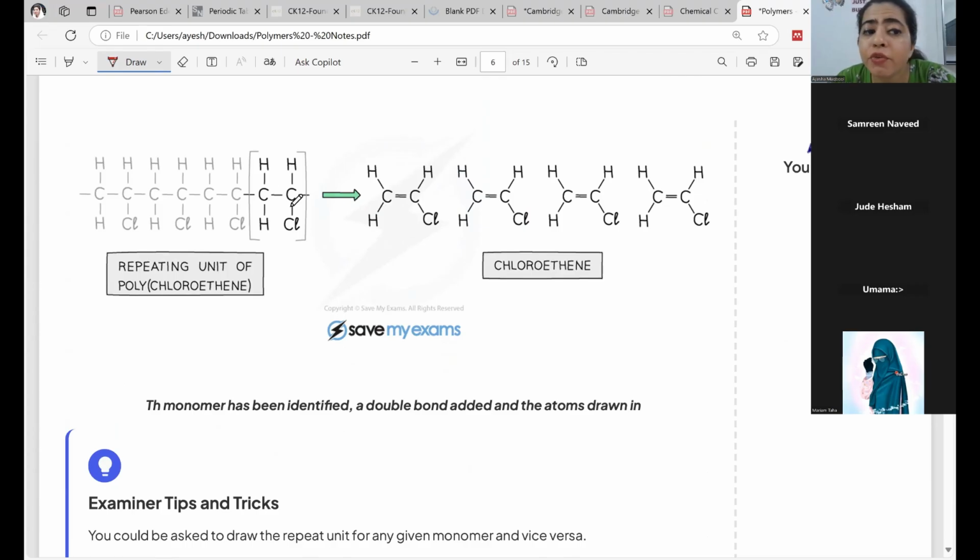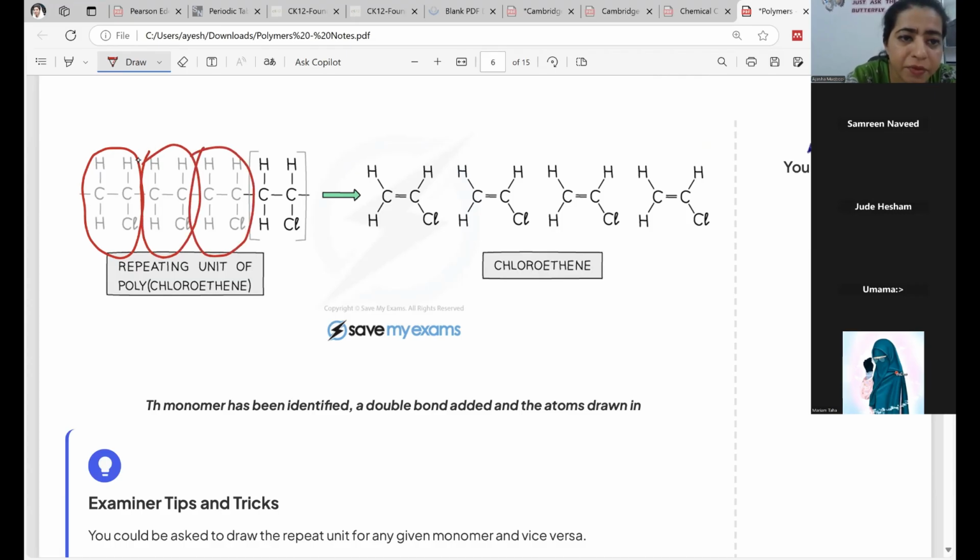Your first thing is to identify what the repeat unit is. In this structure, the repeat unit will always have two carbons, first of all. You can see this carbon with two hydrogens, and this carbon with one hydrogen and chlorine. This is coming one time, then two times, then three times and four times. So it means there are basically a total of 4 monomers in this part.